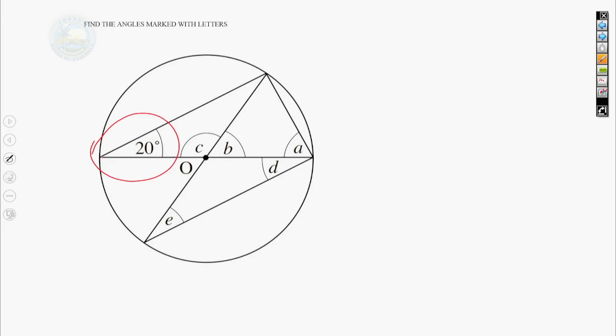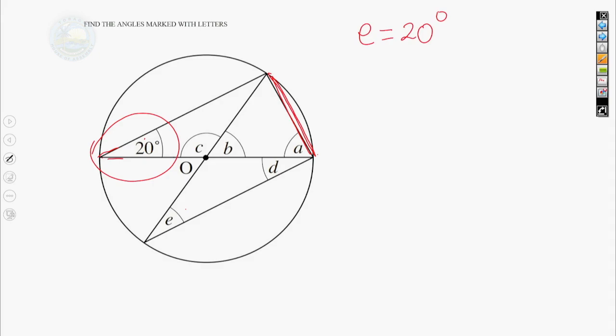We trace back our lines and we realize that this is the chord that is subtending that angle. Now, if we look, we realize that E is also subtended by that same chord. And what is the rule? The rule is that any angle subtended at the circumference in the same segment by the same chord will have the same value. So if this angle is 20 degrees, it means that E will be equal to 20 degrees.